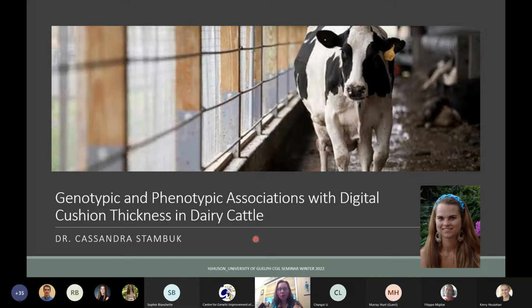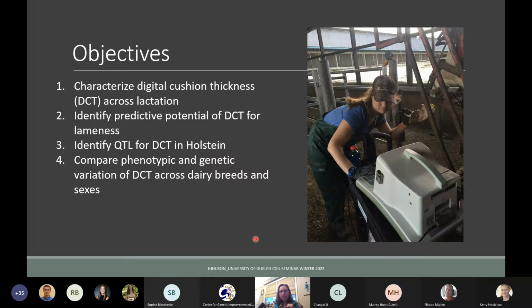And she worked on characterizing digital cushion thickness in dairy cattle as a way to tackle lameness. So our objectives in this study were, again, to characterize digital cushion thickness across lactation. How does it change and how is it related to lameness? Then to look at, what are quantitative loci for this trait in cattle? And how does this vary across breeds and sexes?